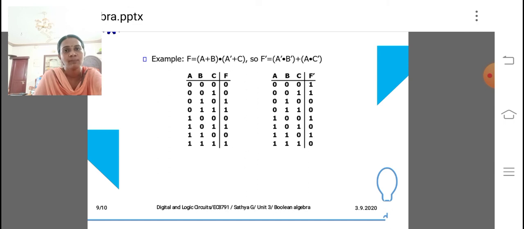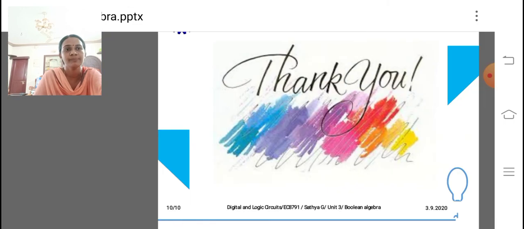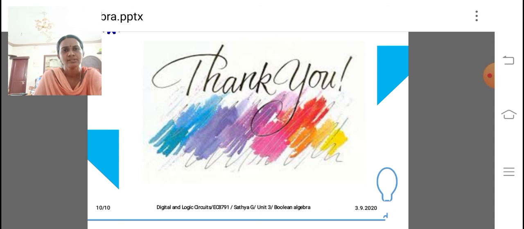I will explain some more examples for duality and De Morgan's theorem in our next class. So far we have discussed Boolean algebra: what Boolean algebra is, why we use the Boolean algebra concept, and what the different laws available in Boolean algebra are, that is the commutative, associative and distributive properties, De Morgan's theorem and the duality principle. We also discussed how we apply AND gate, OR gate and NOT gate functions, and how we simplify a lengthy Boolean expression into a small Boolean expression. So far we have discussed these topics.